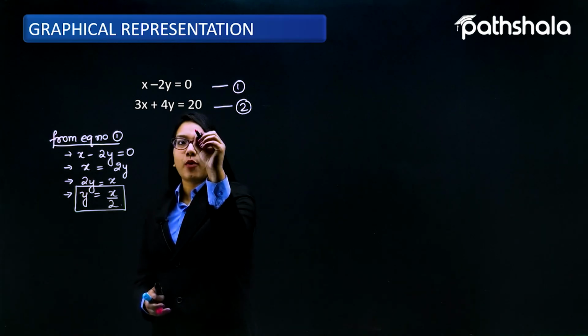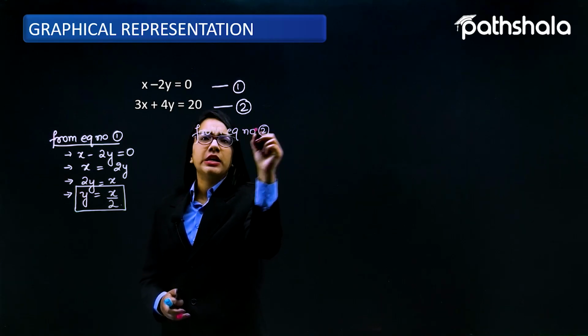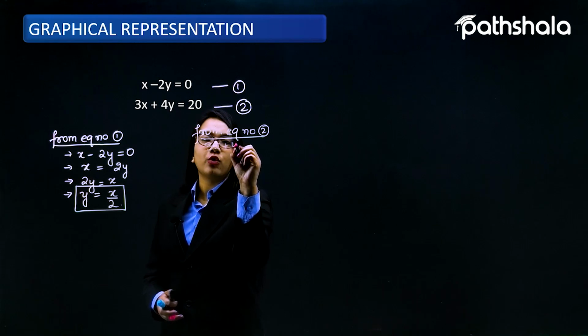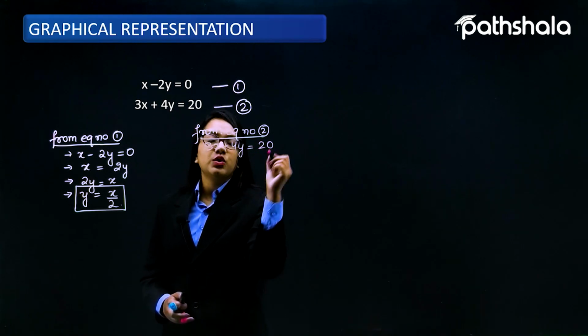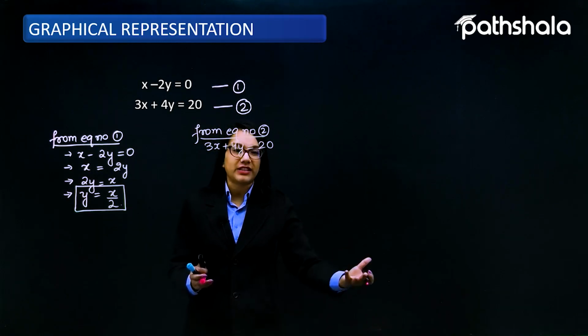Similarly, from equation number 2, we have 3x plus 4y equal to 20. Let us express it again in terms of y in terms of x.